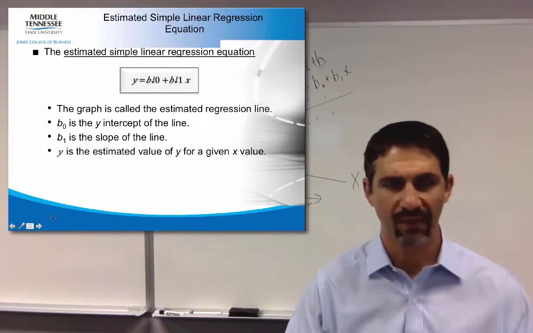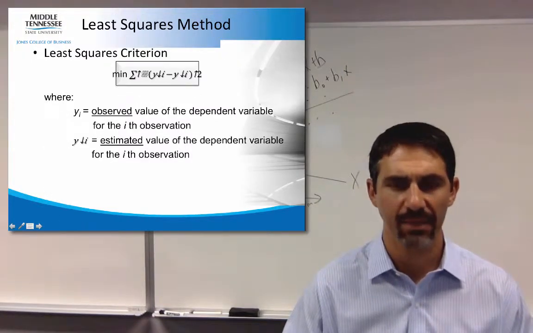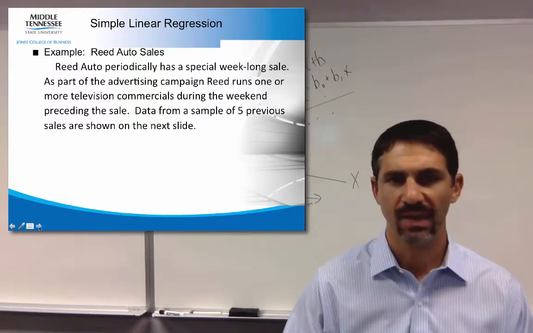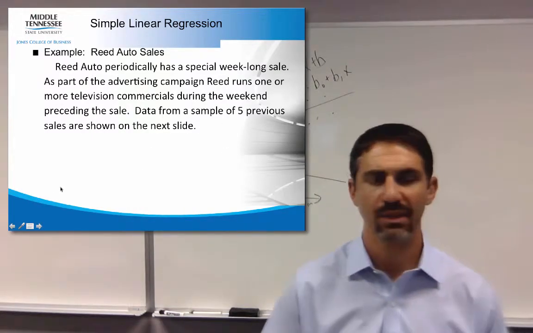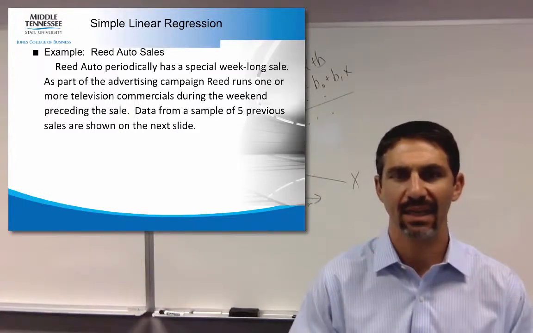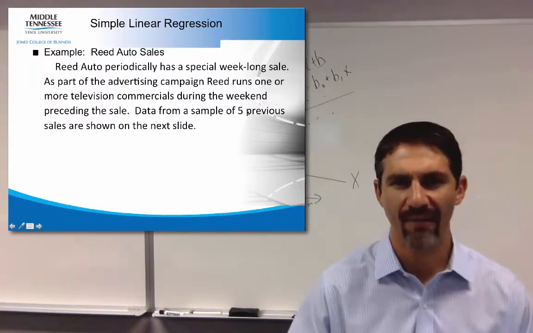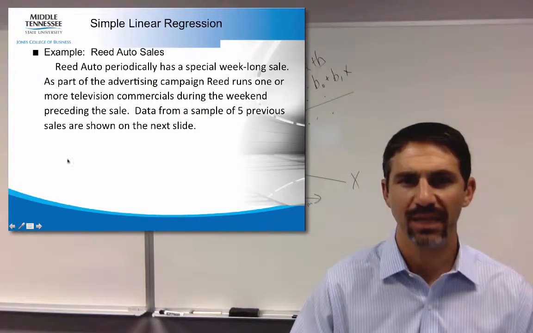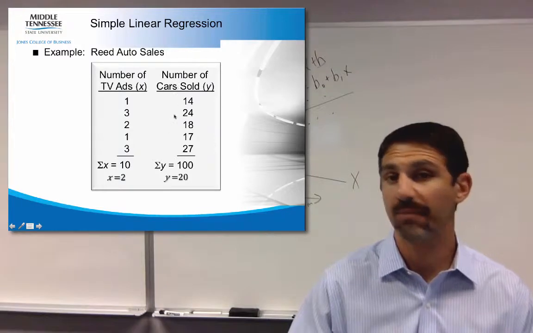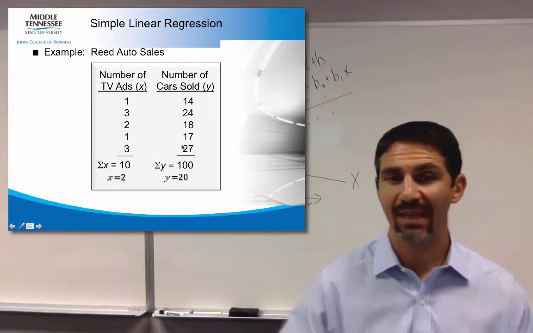So if we, again, graphically do it, let's get to our example here. Again, showing all the different components of it. Here we go. We're just going to do a small one with 5 previous sales, looking at this to see if advertising has a relationship to their sales. So here's our data. Here's the number of ads, and here's the number of cars sold. And is there a relationship?